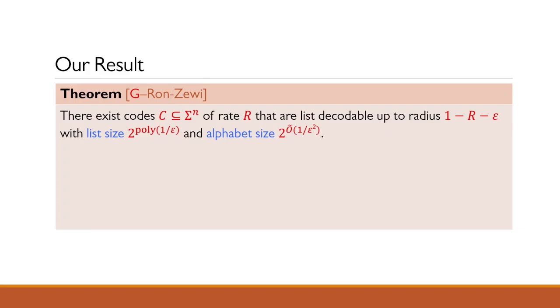Okay, now we are ready to present our results. We give an explicit construction of codes of rate R that are list decodable up to radius 1 minus R minus epsilon, which achieves capacity. And the list size is 2 to the poly(1/epsilon), and the alphabet size is 2 to the tilde O(1/epsilon^2). So both the list size and alphabet size depend only on epsilon. Moreover, the encoding time of our code is polynomial in n and 1/epsilon.